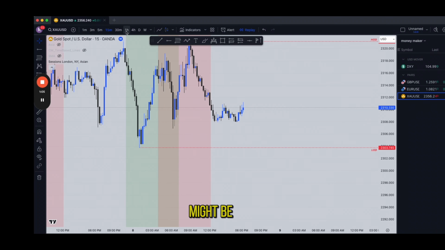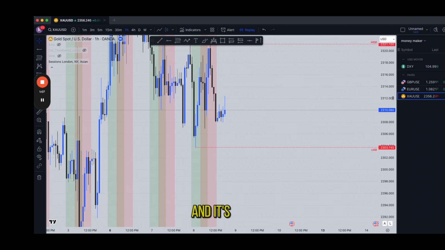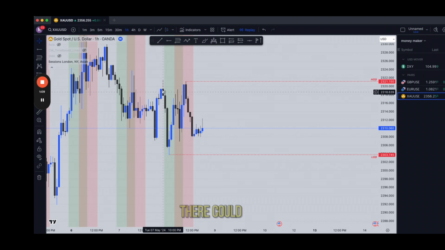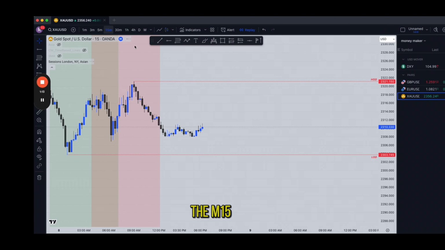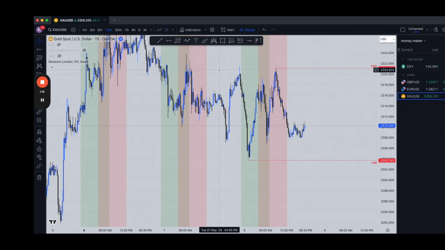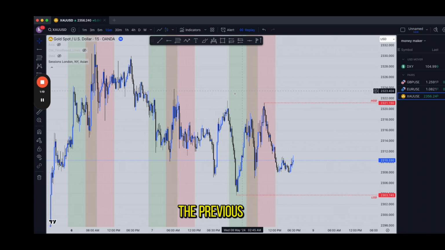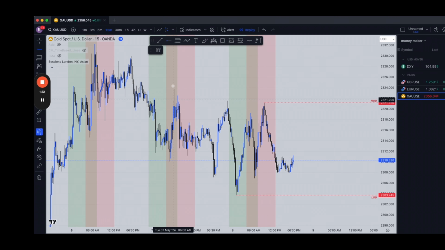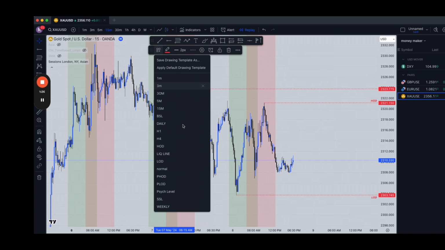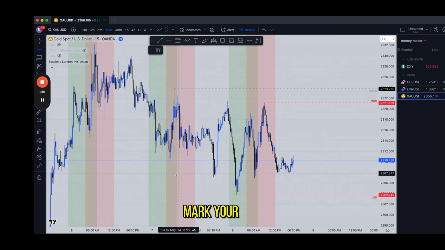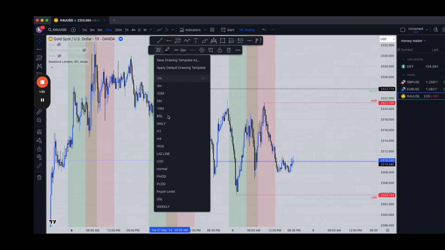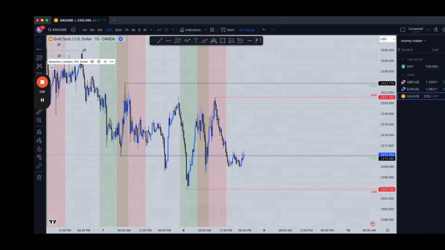Because sometimes you might be on a higher time frame and it's not as clean. There could be a little tiny wick in the session you don't see on the H1, but on the M15 or M5 you see it. So high day, low day, and then you mark the previous day of that session. Mark your previous high day. And then you mark your previous low day. And yeah, so we got our highs and lows.